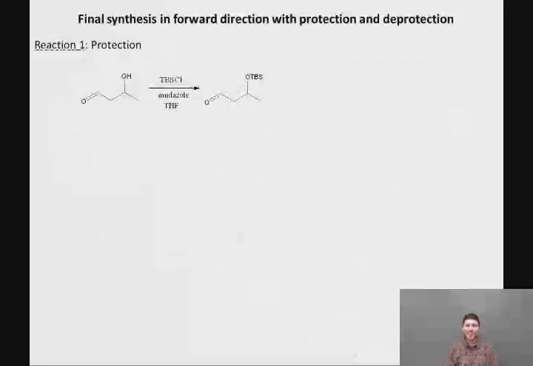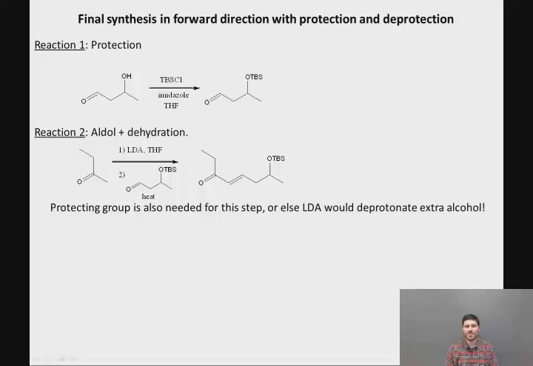Okay, so back to our final synthesis, now in the forward direction with protection and deprotection. So reaction 1 is our protection reaction. We take our alcohol, which has the aldehyde piece on it, and we're going to protect it by treating it with TBS chloride and imidazole in THF as the solvent to give us the TBS ether.